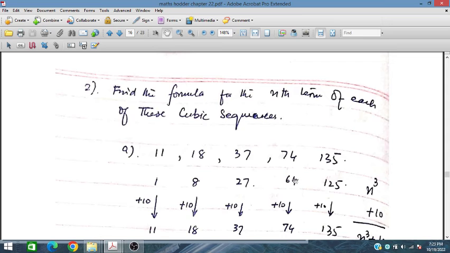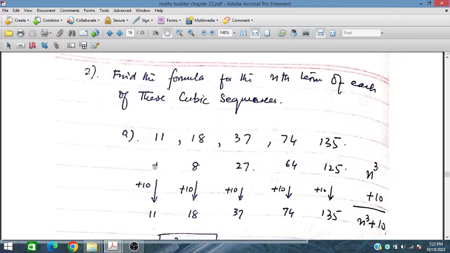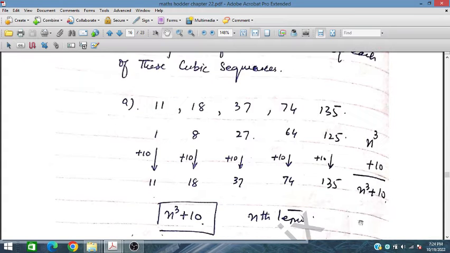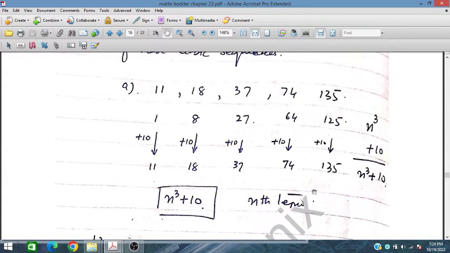Coming to the nth term of each of these cubic sequences, this is 11, 18, 37. Even with this information, it's very difficult. This one adds 10, 10, 10, 10 to get this one. So 1, 8, 27, 64, 125: 1 power cube, 2 power cube, 3 power cube, 4 power cube, and 5 power cube. So this is n power cube. Similarly, this is plus 10, so this is n cube plus 10. The first part is a little easy, but this is difficult. So n cube plus 10 is the nth term.